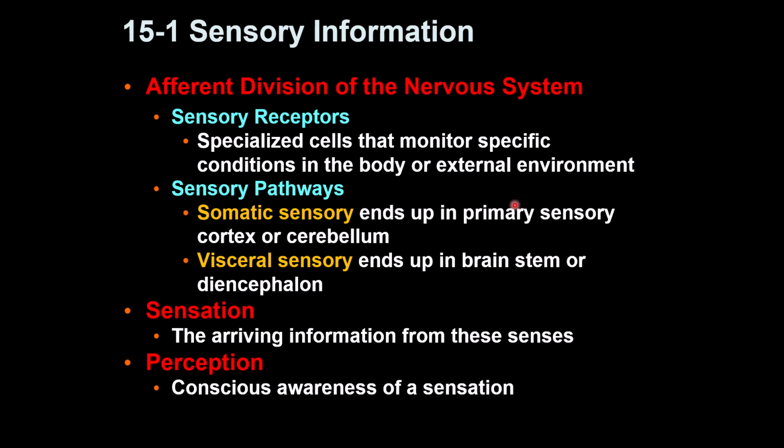One is the somatic sensory. The somatic sensory either goes to the primary sensory cortex, which is in the parietal lobe, the postcentral gyrus, and that is for conscious understanding of sensory stimuli. Or it can go to the cerebellum, and this is for proprioception, which I will talk about later. And this may not be conscious. There are two types of proprioception. If it ends up in the cerebellum, it will not be conscious.